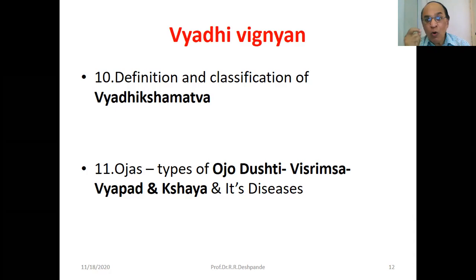In the Vyadhi Kshamatva, Oja, the Ayurvedic concept of immunity is based on Oja. And what is Oja? Oja is a substance, essence of all the best things from each dhatu. Best rasa, best rakta coming to the Oja. Best mansa coming to the Oja. So all the tissues are related with immunity. Because Oja is dependent on all the dhatus, especially which dhatu? Shukra dhatu. That's right. Oja Dushti, Vishrams, Vyapad and Kshaya and its diseases.